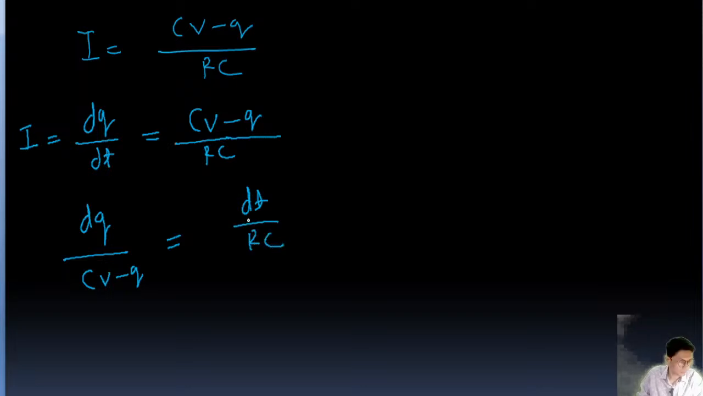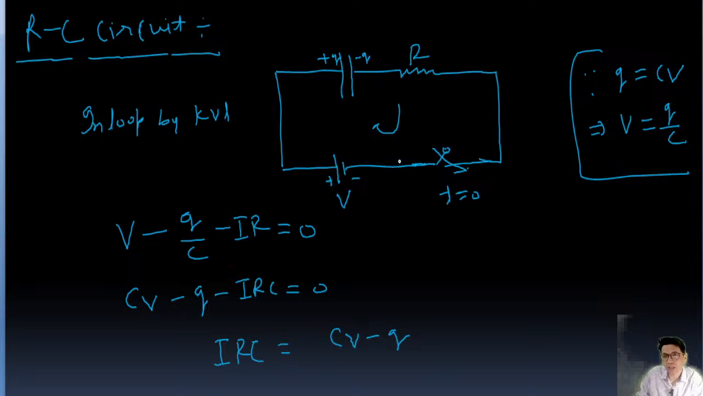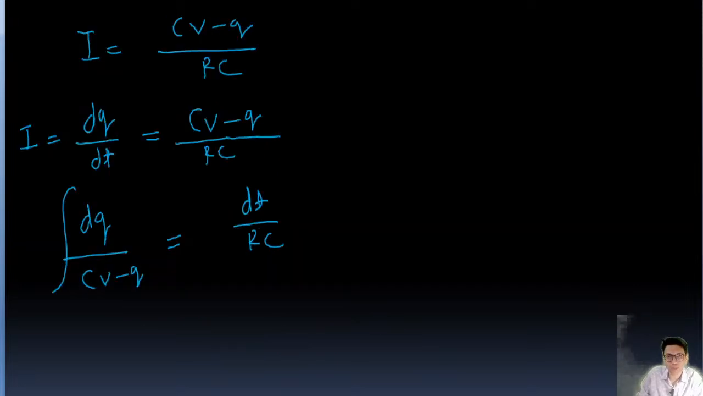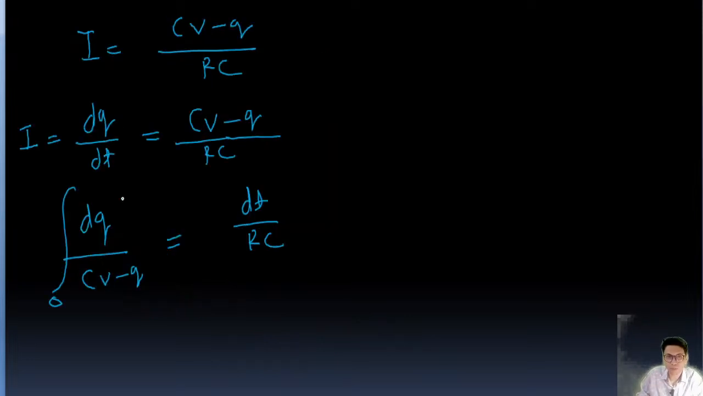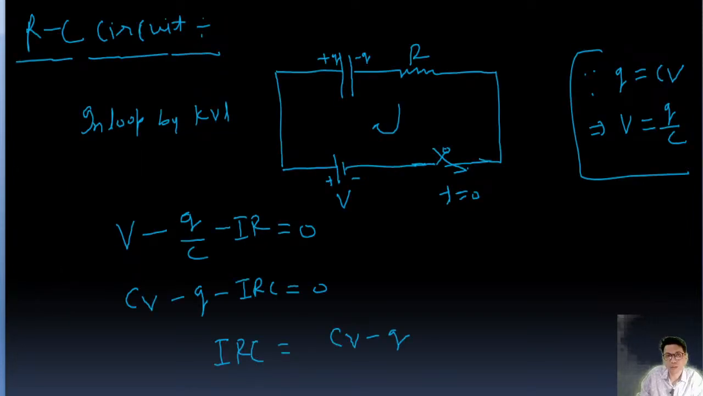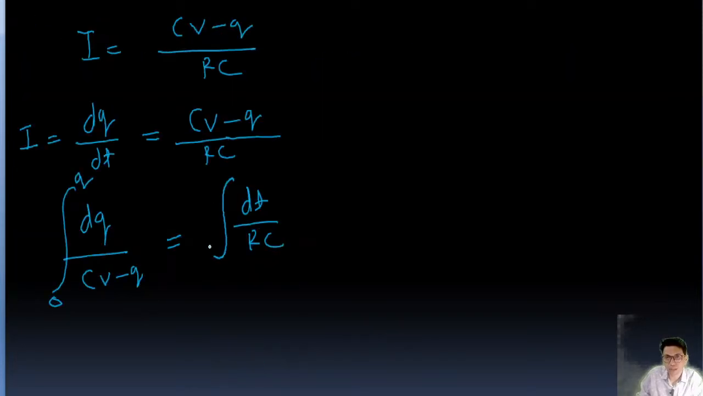And then we can integrate it for the charge. Till q charge is given, so 0 to q. Initially at t equal to 0, q is 0. And t goes from 0 to t. Initially time is 0, and after time t, charge q is given. Now we'll solve it, simple integration.